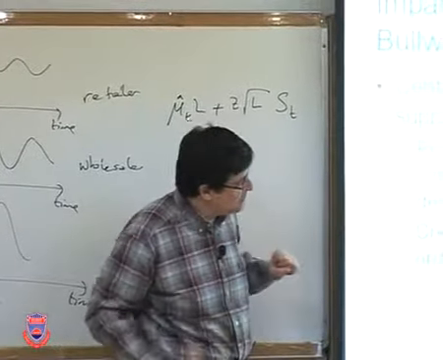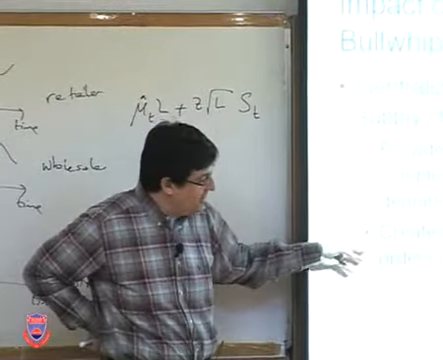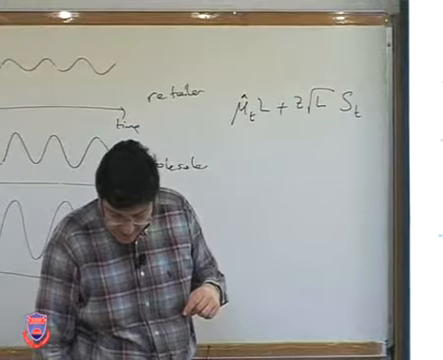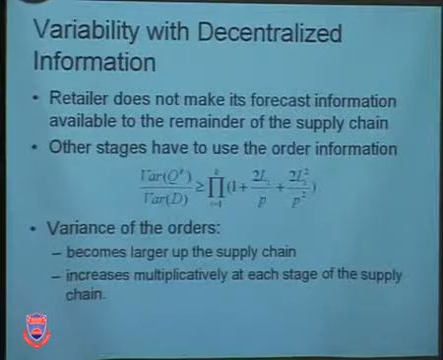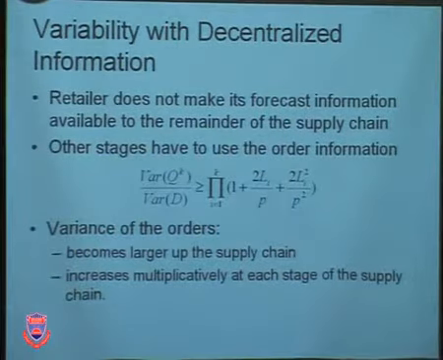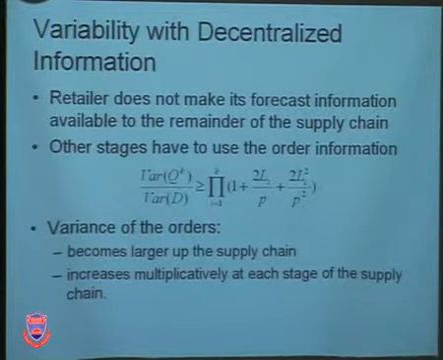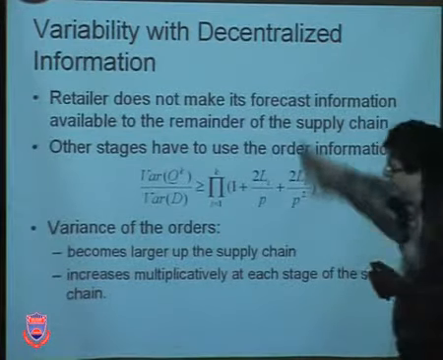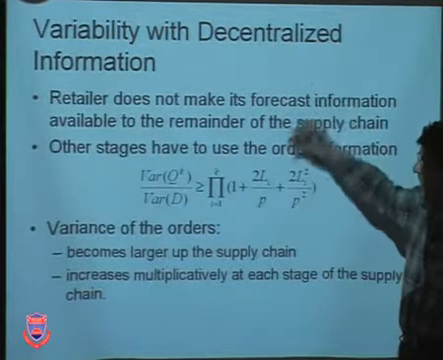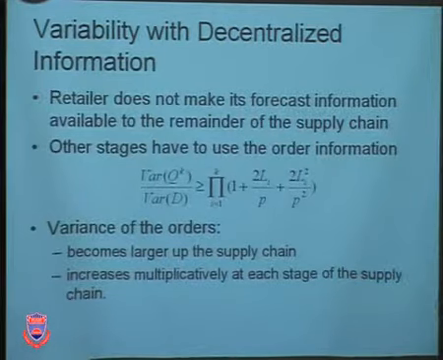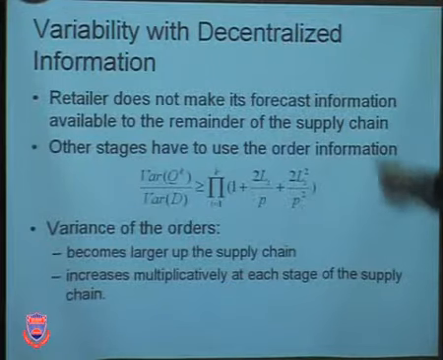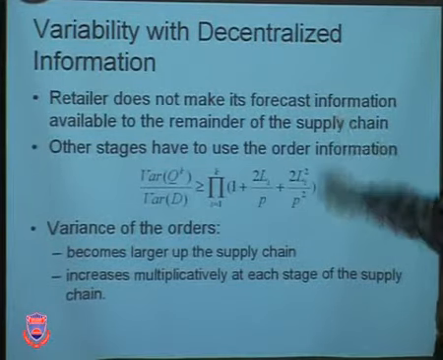But let's say that each stage of the supply chain has the complete information. Now we can create more accurate forecasts from the previous stage. So the retailer does not make its forecast information available to the remainder of the supply chain. You see, still, the data can be available, but the retailer is going to use that data the way they want, and the other stages are going to use that data the way they want. Even in that case, we are going to see the bullwhip effect.